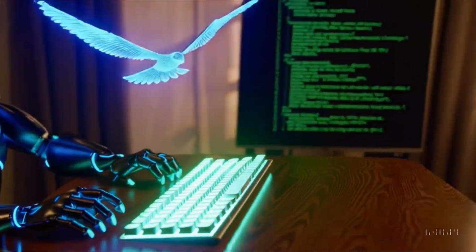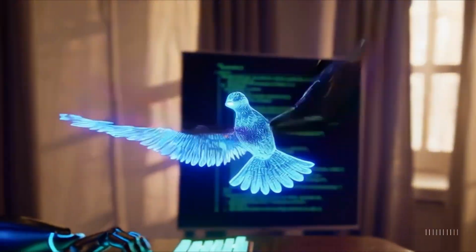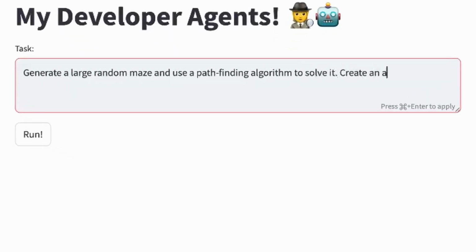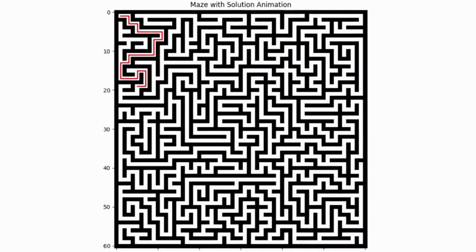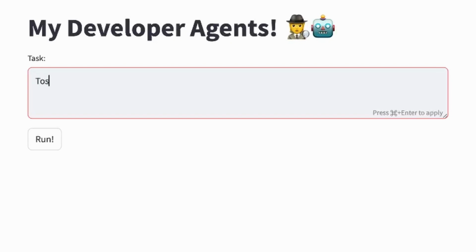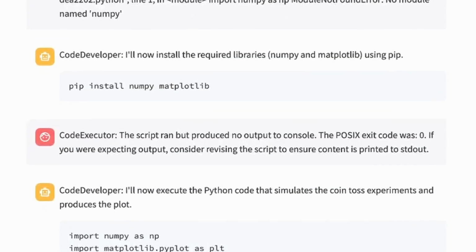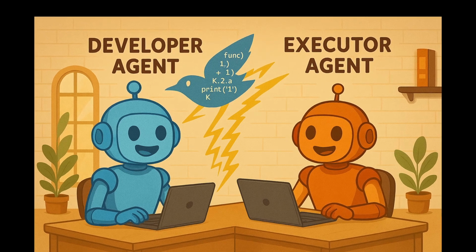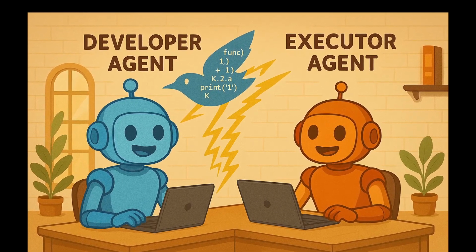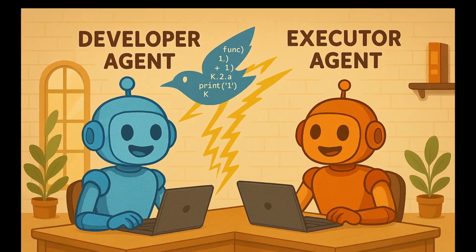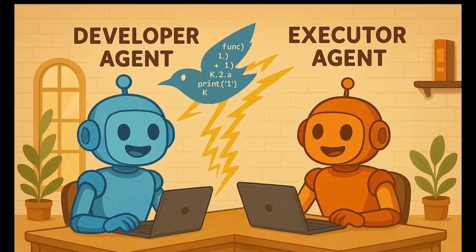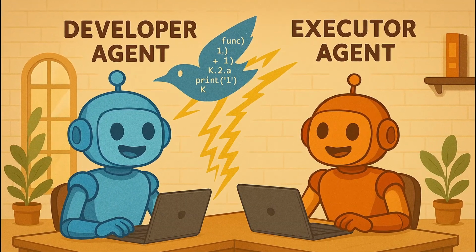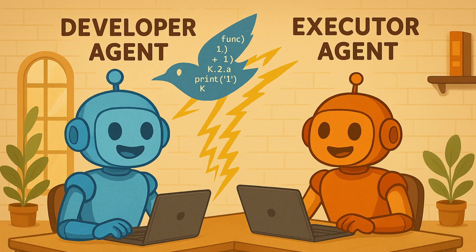Hi everyone, I'm Mohammed, and by the end of this video, you'll be able to create your own AI agents that can code for you. Imagine assigning tasks like generating and solving a random maze or running 1,000 coin toss experiments to visualize the results, all automatically. We'll start from scratch and build a code developer agent and a code executor agent that collaborate as a team. Then we'll wrap it all up in a Streamlit web application to showcase their teamwork. Let's dive in and make a team of agents work for us.